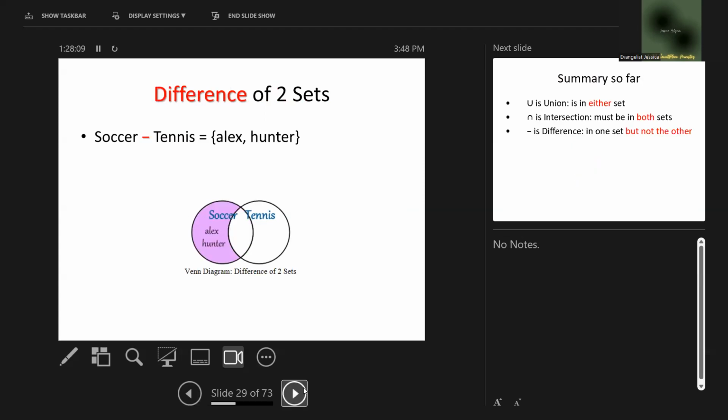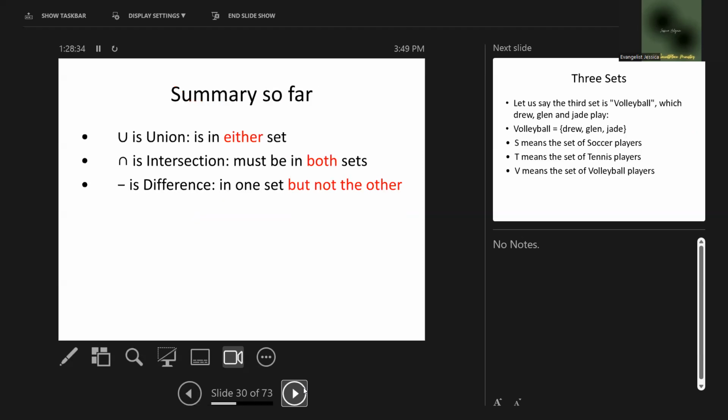Now, if you say the difference of the two sets, you want to know the difference between the ones who are playing soccer and the ones who are playing tennis, then you have only the people who only play soccer, they are Alex and Hunter. So in summary, the union is in either set. The inverted one is the intersection, must be in both sets, and then the minus sign is the difference: in one set, but not in the other one.